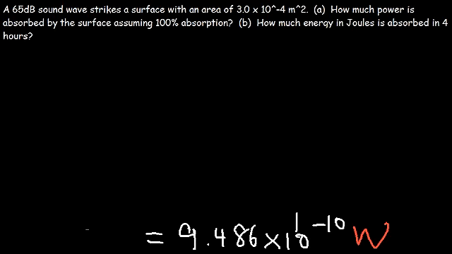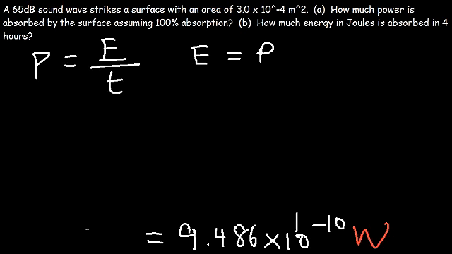Now what about part B? How much energy in joules is absorbed in 4 hours? Now we know power is equal to energy divided by time. So the energy is basically the product of the power multiplied by time. And the unit watt is basically the number of joules per second. So the energy absorbed, well, first let's find how much time in seconds is equal to 4 hours. So let's convert hours into seconds.